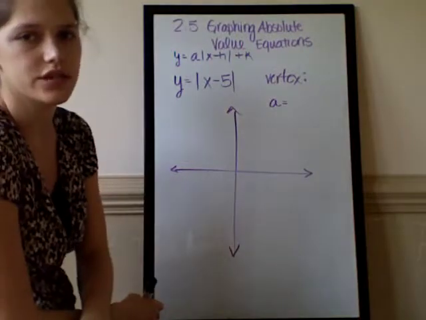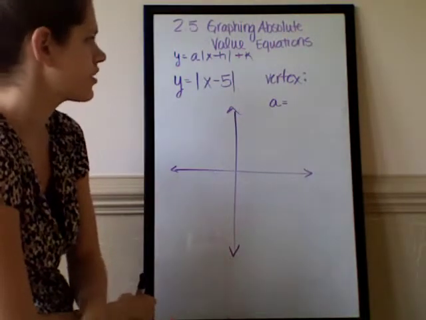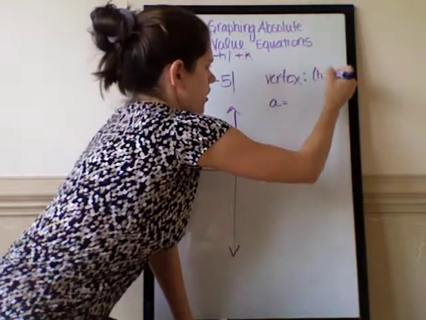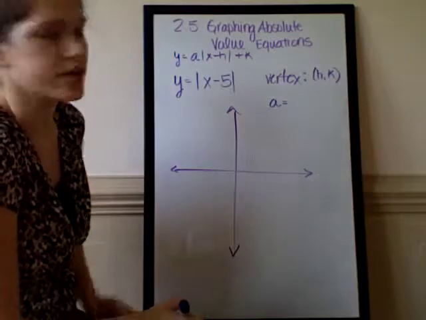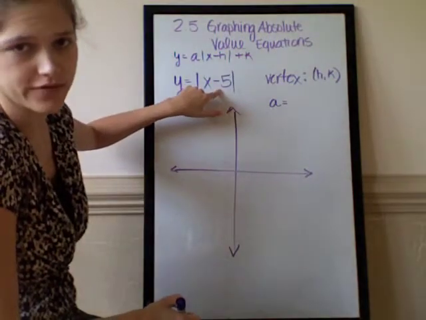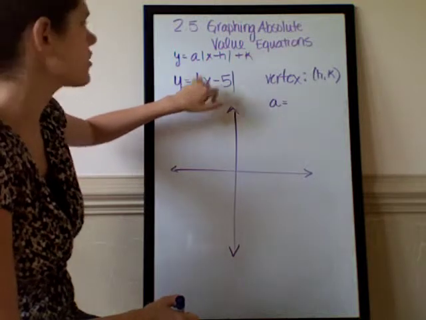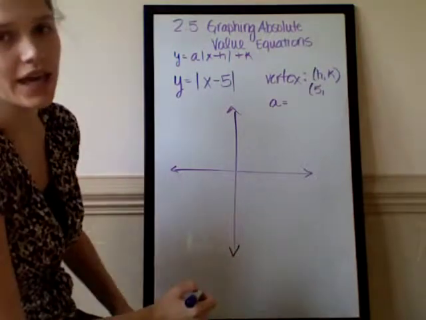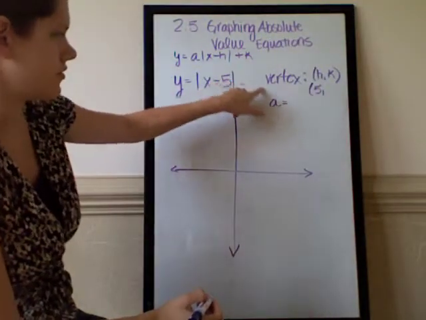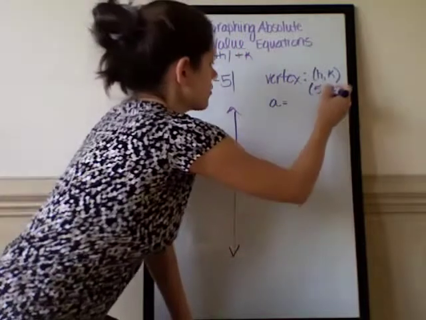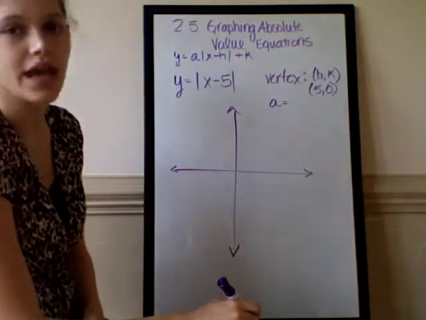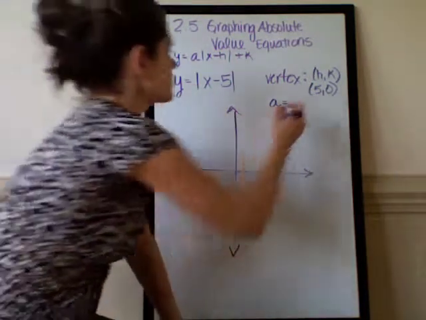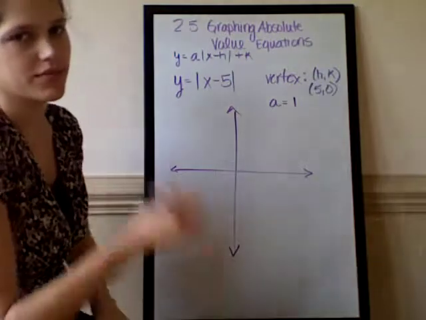So the two things I need to identify first are the vertex and the a value. All right, my vertex, remember, HK. So my h value here is 5, a positive 5. Remember, take whatever is opposite of what's in here because this was a negative. And then my k value, well, what's my k value? There's nothing there, so it's got to be a 0. My a value, what's in front of the absolute value, there's a 1 there. So a is 1 again, which means I'm going to do the same thing, up 1 over 1.